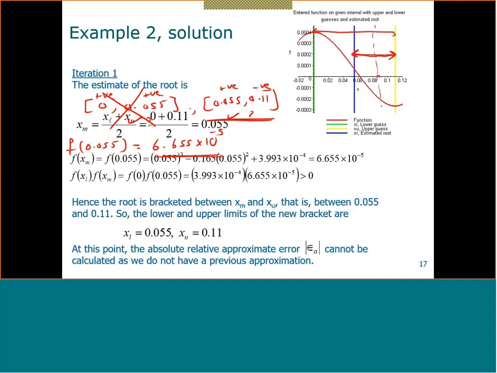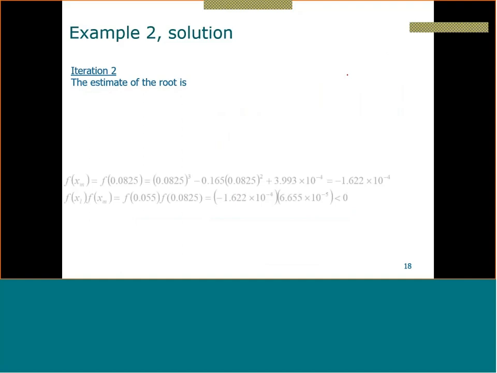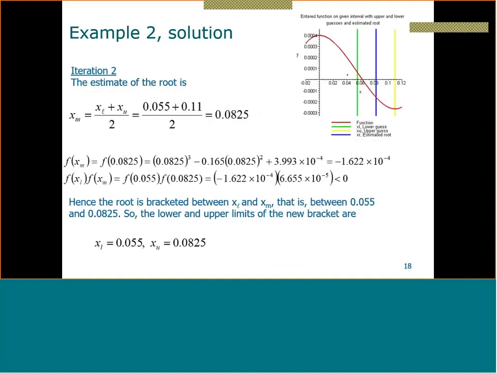So here is the estimate of the root. Now this is the second root, and as I mentioned, we are reducing the interval further. So the answer now is between 0.055 and 0.0825. Okay, so this is now my answer. I will find the third iteration now. I will go and find the answer further, and I keep doing this.